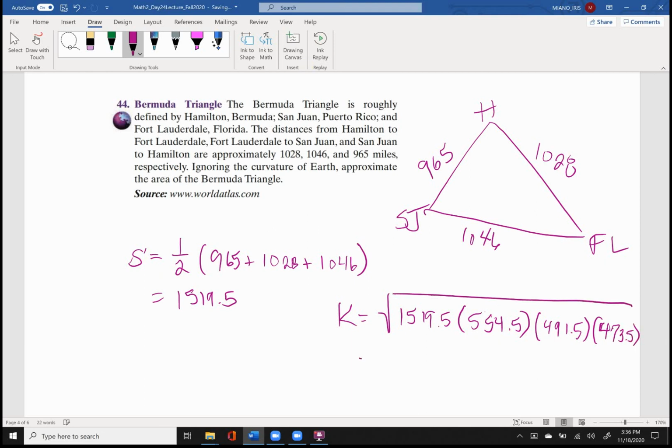Type that very carefully into your calculator and you will get that the area is approximately 442,816 square miles. And they rounded that value to the nearest square mile, which is somewhat against convention, but there you have it.